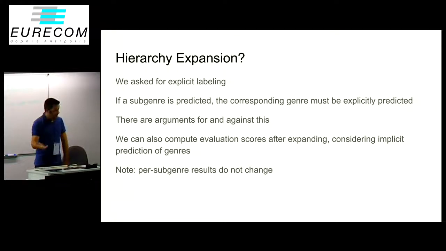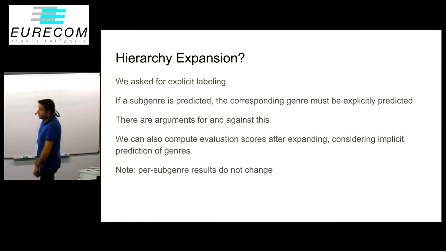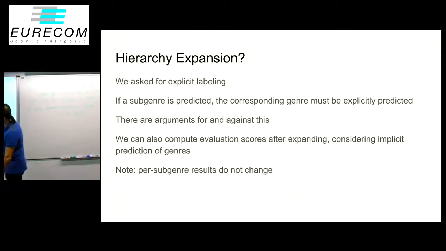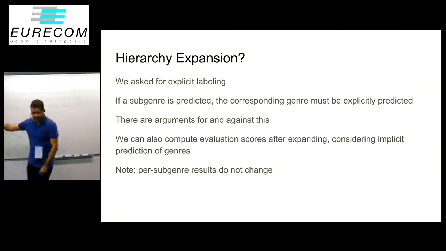So then we ran into this kind of problem last year that didn't turn out to be a problem in the end. We didn't explicitly ask the participants to predict the genres when you predict a subgenre. So I could say this is Delta blues, this is a subgenre, but I'm not explicitly predicting the genre, which is blues. So we thought, well, maybe you should. You are implicitly predicting the genre, right? So what happens if we implicitly assume that you are predicting it and evaluate again? What would happen? And we're going to see.